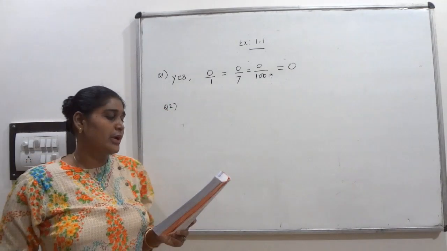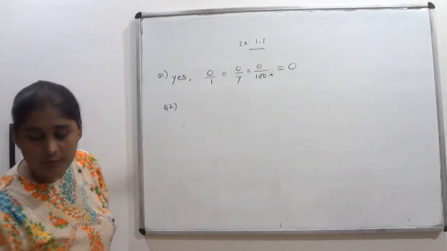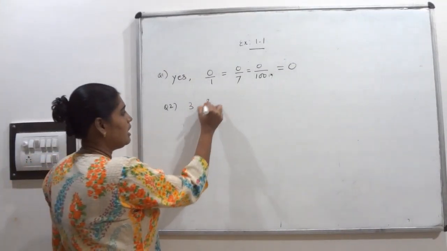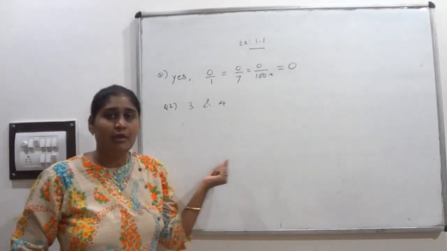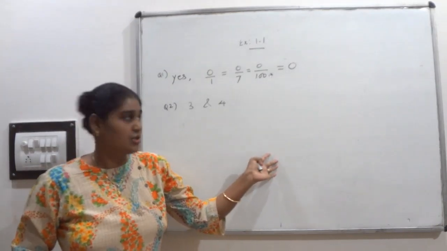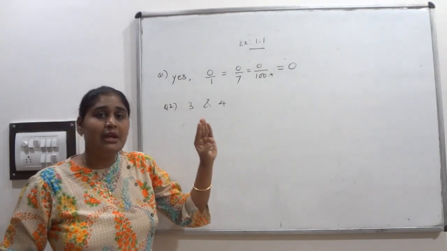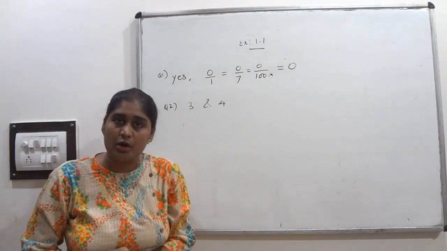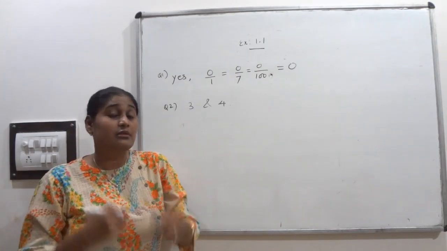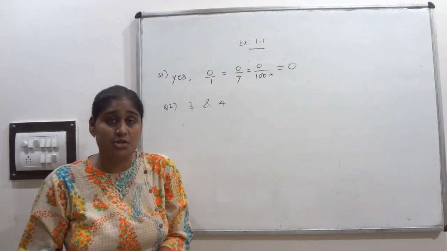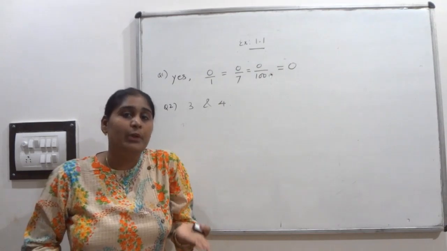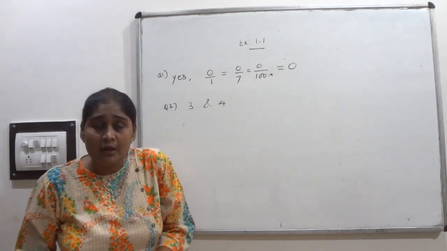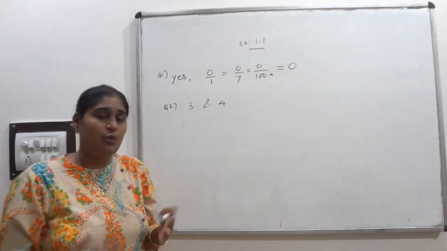Question number 2. Find 6 rational numbers between 3 and 4. Do you know the definition of rational number? We already saw it in the introduction. See, non-terminating but recurring numbers are called rational numbers. Otherwise, terminating decimal expansion numbers are called rational numbers. A number which can be written in the form of p by q, then I can tell that it is a rational number.